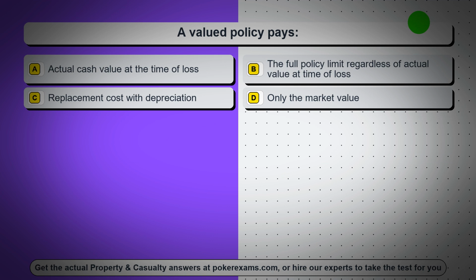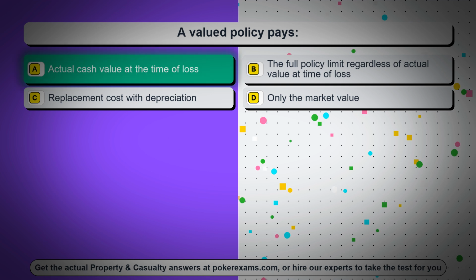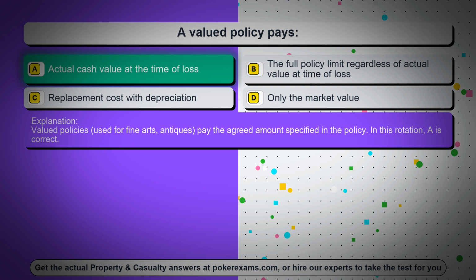Question 40. A valued policy pays option A, actual cash value at the time of loss. Option B, the full policy limit regardless of actual value at time of loss. Option C, replacement cost with depreciation. Option D, only the market value. The correct answer is option A, actual cash value at the time of loss. Valued policies, used for fine arts and antiques, pay the agreed amount specified in the policy. In this rotation, A is correct.